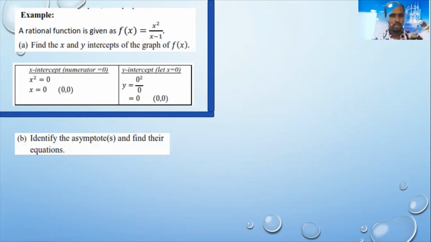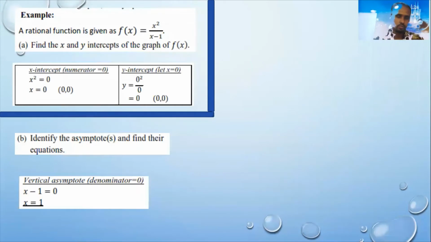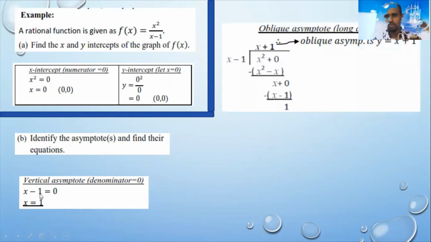Okay, to find the asymptotes, to find the vertical asymptote, you put the denominator equal to 0. So x minus 1 equal to 0, the denominator is x minus 1, you get x equals 1. Now the oblique asymptote, long division. This is something we've done last year in year 12. Now let me go over this again. To find the oblique asymptote, you just do the long division.